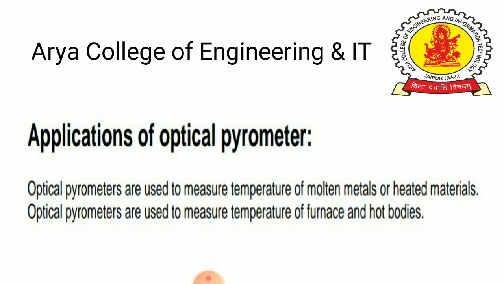Now, some major applications of optical pyrometers are: optical pyrometers are used to measure the temperature of molten metals or heated materials in a metal casting system. As another application, optical pyrometers are also used to measure the temperature of furnaces and hot bodies. So the applications of optical pyrometers are very important.